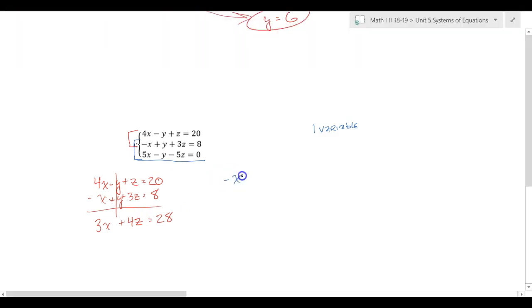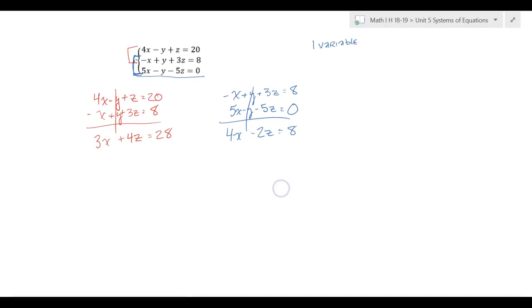And then here I have negative x plus y plus 3z, because I'm using these 2 equations now, 5x minus y minus 5z, and I'm going to add, oh, I forgot the equals 8 and 0, my goodness. So when I add, I get 4x, that eliminates, minus 2z equals 8. And then I come over here and I put both of these together. So I'm going to say 3x plus 4z equals 28.